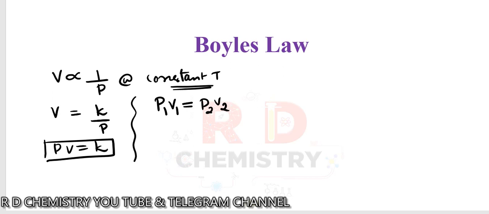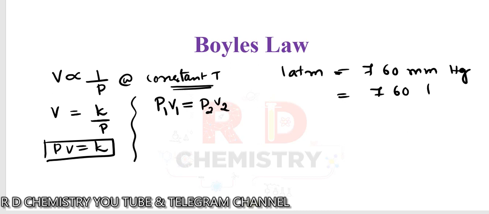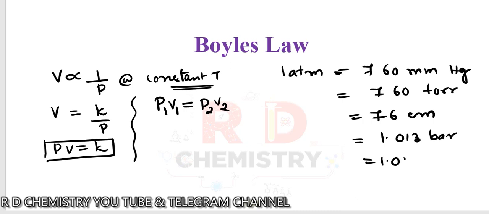Now, if I speak about the pressure, remember 1 atmosphere is equal to 760 mm of mercury, which is also equal to 760 in terms of torr, or 76 centimeter in the mercury column, or it is also equal to 1.013 bar. And 1 bar is equal to 10 power 5 pascals, and pascals are nothing but Newton per meter square, the SI unit.